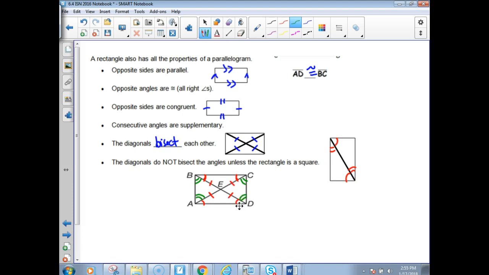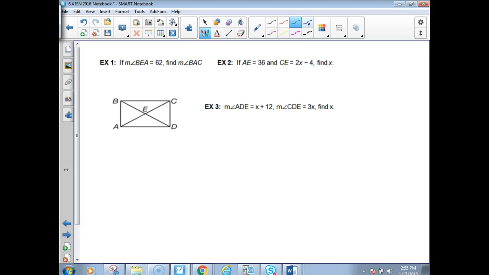Okay, so you've got a bunch of congruent things in here. You also know the vertical angles are congruent, so there's a lot of stuff that you can do with a rectangle and figure out numbers, depending on what you're given. So here are some examples of what you could do.